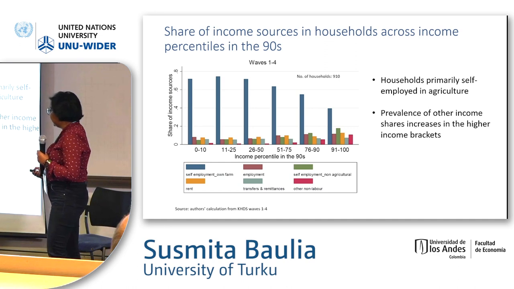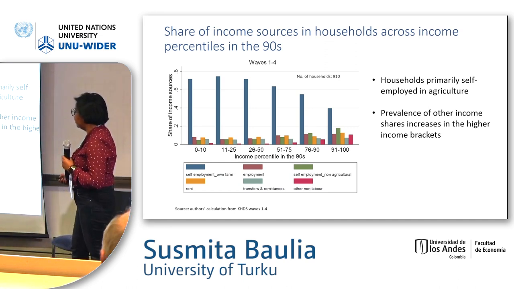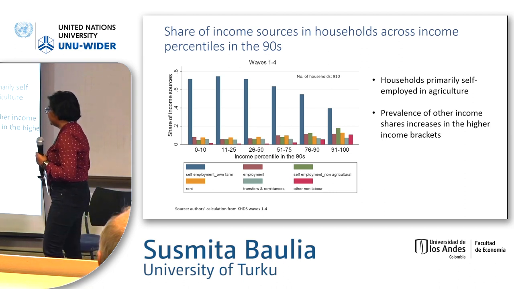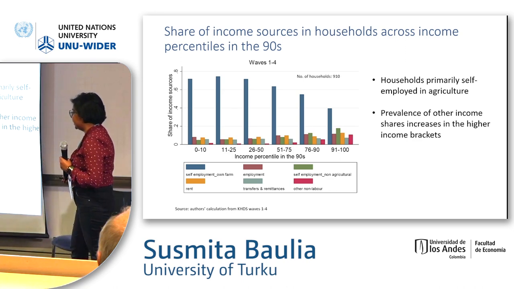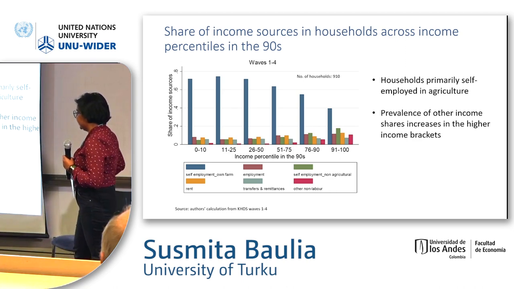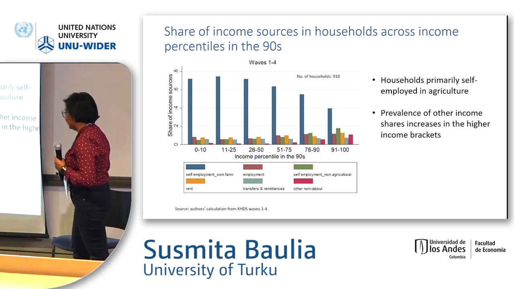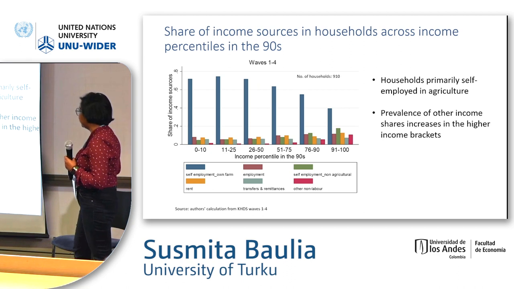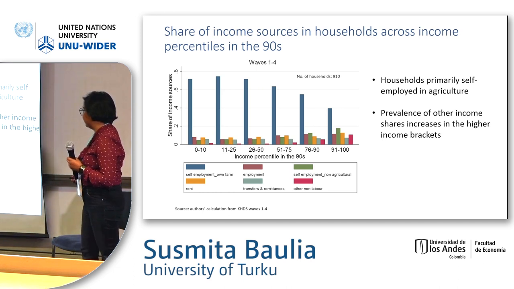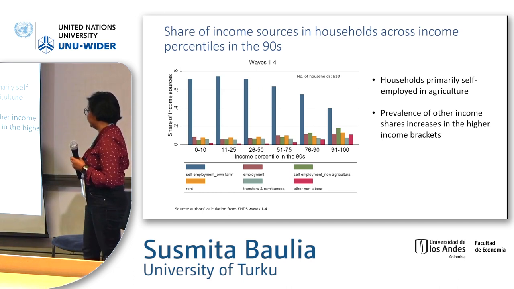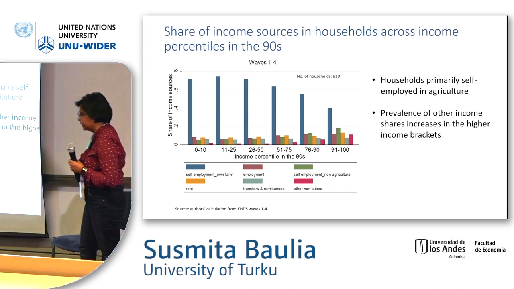And now here we have the income percentiles according to the income distribution of the baseline. And here we are looking at the shares of different income sources that the households in these income brackets have. So across the board, we can see that this blue line, which is self-employment in agriculture, is the primary source of income for most of the households in all income brackets, and the prevalence of other shares kind of increases in the higher income brackets.